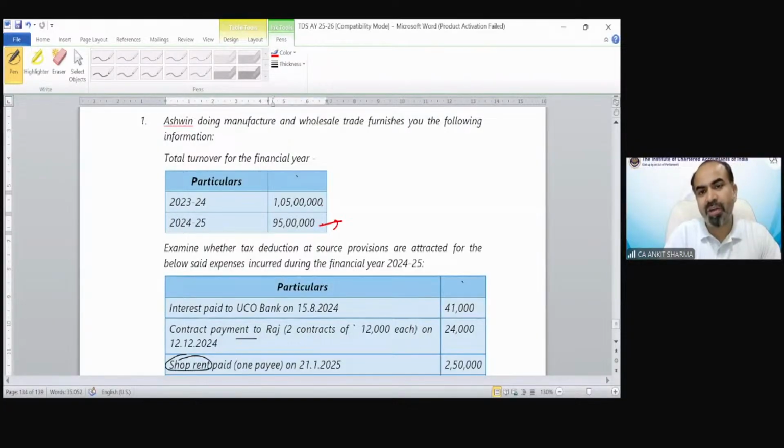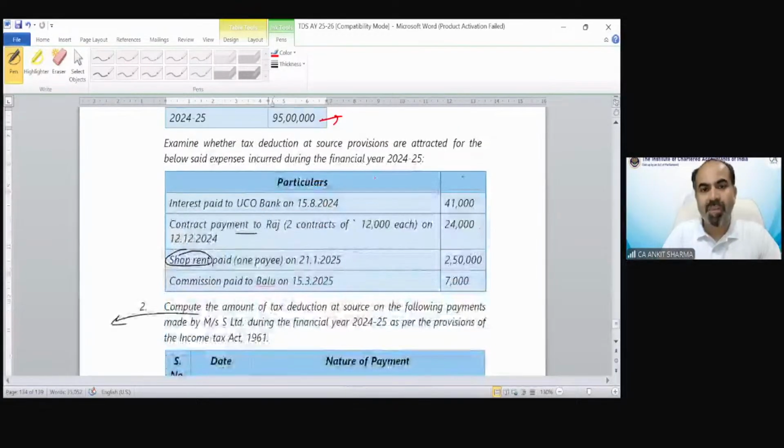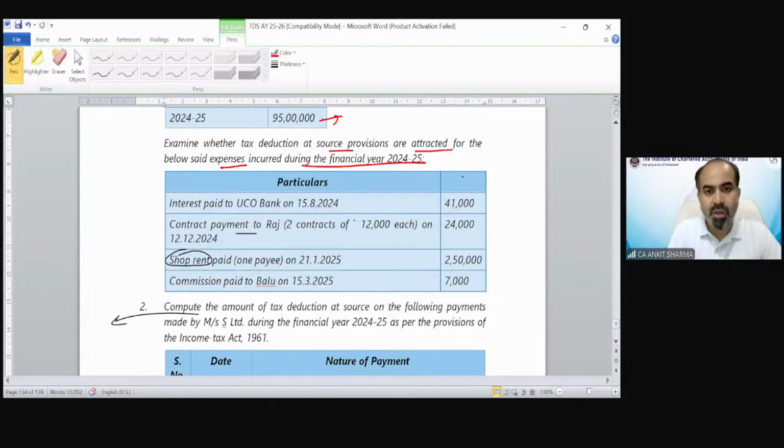So the turnover of the preceding year matters generally in case of TDS. Examine whether tax deduction at source provisions are attracted for the below said expenses incurred during the financial year 24-25 by Mr. Ashwin. So interest paid to UCO Bank on 15th August 2024 is 41,000 rupees.